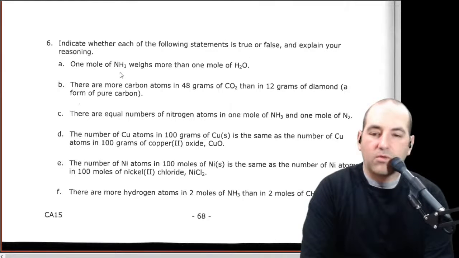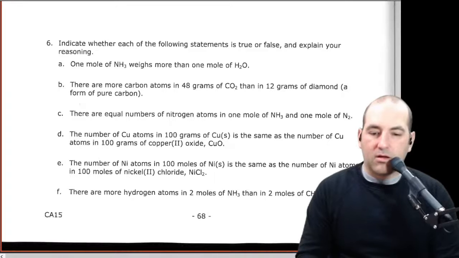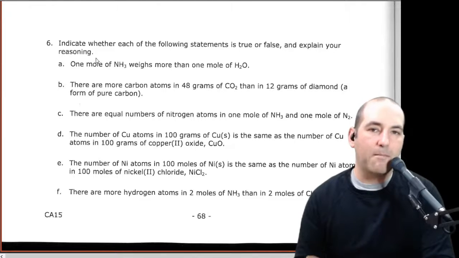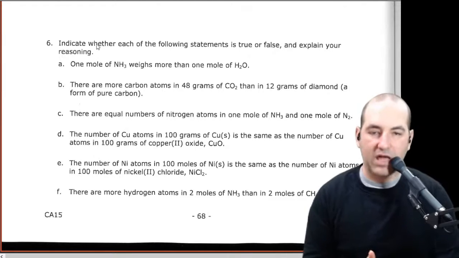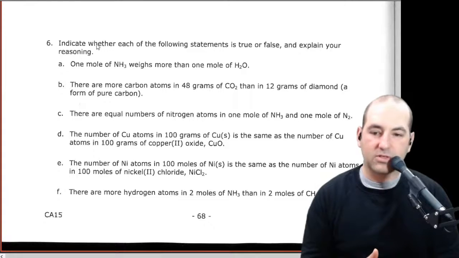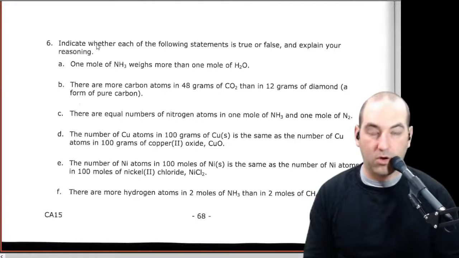So first one, 1 mole of NH3, that's ammonia, weighs more than 1 mole of water. Is it true or false, and why? So in this case, how would we figure that out? Remember, 1 mole is a given amount. It's like a batch size. So if we have that many of one versus that many of the other, we have equal numbers of both. So we're saying we have equal numbers of ammonia and water. So how are we going to figure out which weighs more? We're going to figure out which weighs more by the one that has more grams per mole.